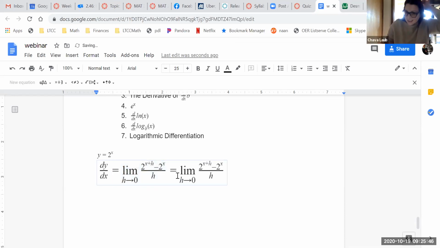No? Okay, so now let's see if you remember. There's a rule of exponents that says that if you take something to a something plus something power, what can you do with that 2 to the x plus h? Rule of exponents.